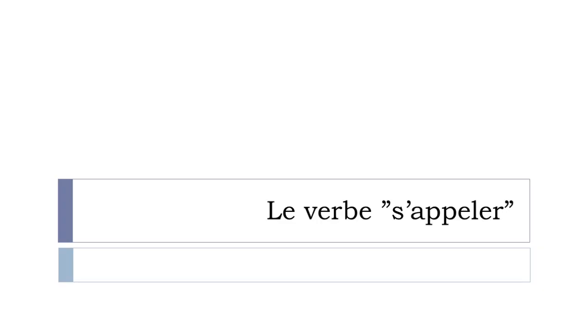Discover le verbe s'appeler. So previously we've been seeing three verbs. The first one was être, to be, then avoir, to have, and in the previous lesson it was aller, to go. And I thought it would be useful to introduce this s'appeler verb, because that's the verb you tend to use right at the beginning when you want to introduce yourself, because if you say "my name is", well, in French we will use this s'appeler verb.